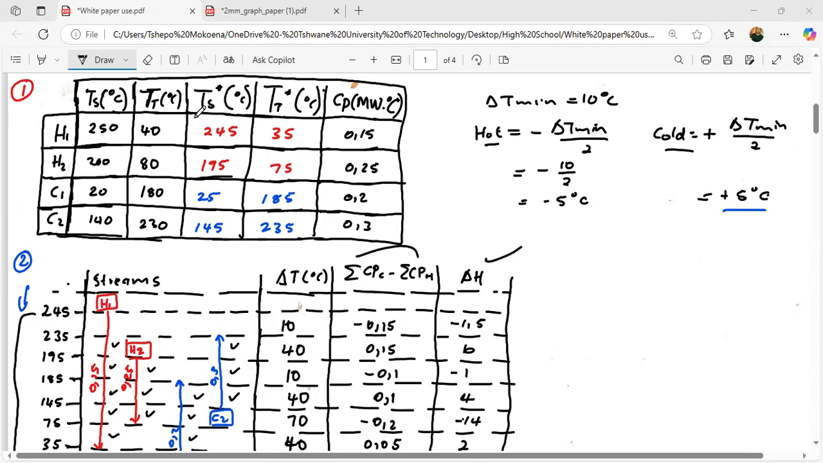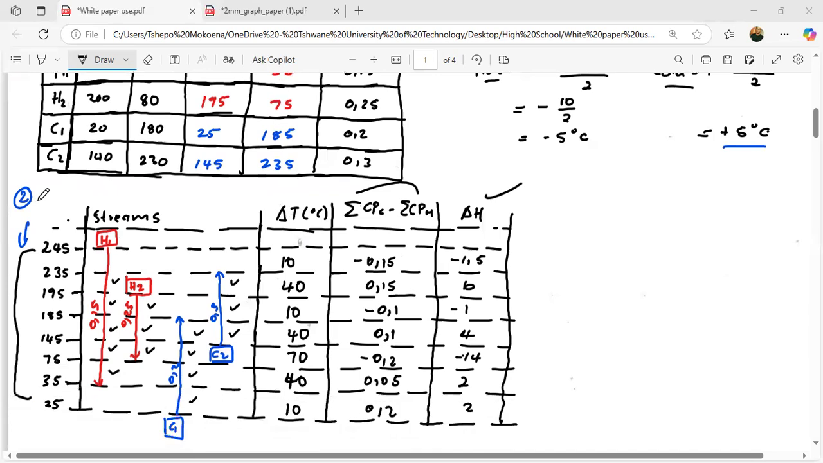And the ones that we have added to or subtracted half of delta T minimum from, we indicate by an asterisk at the top. So for H1, our supply and target will now be 245 to 35, H2 195 to 75, C1 25 to 185, C2 145 to 235. And then now we jump to table number two.